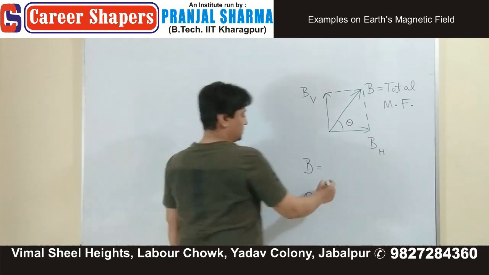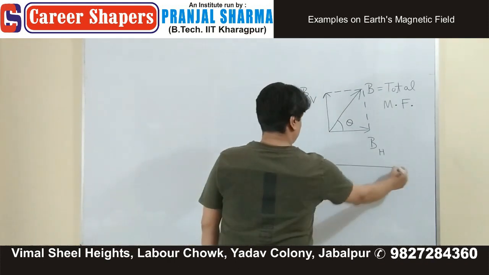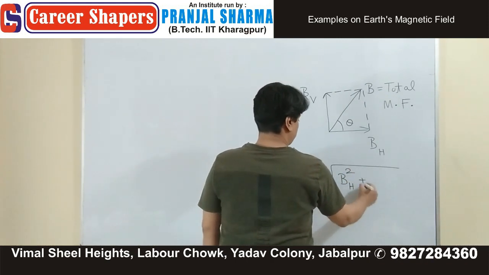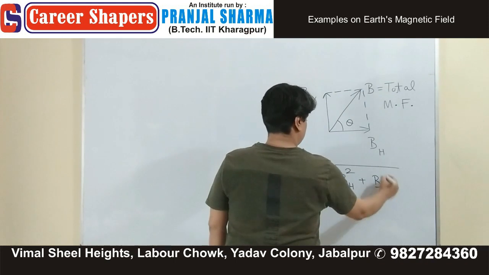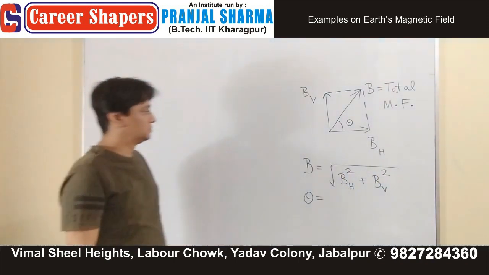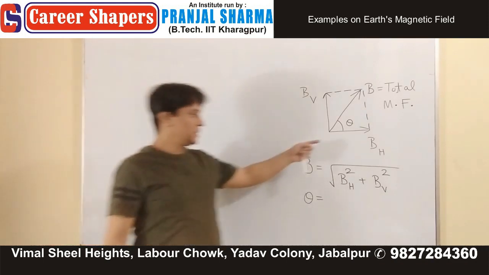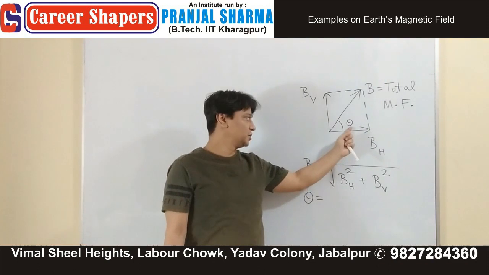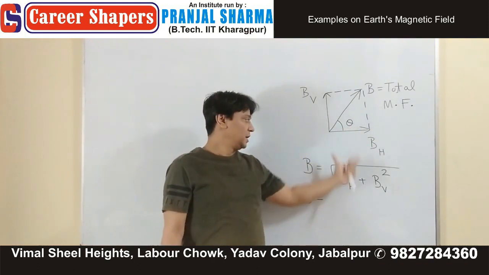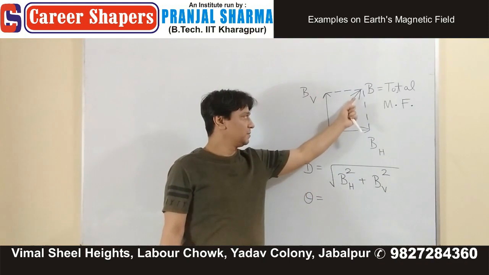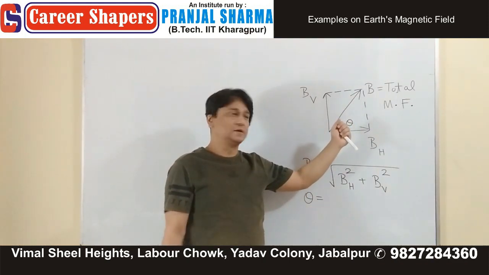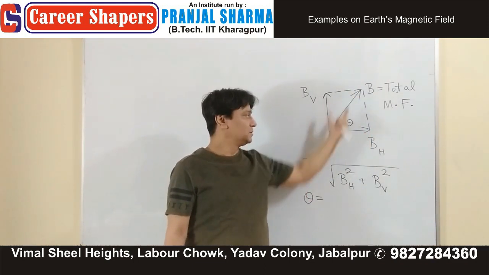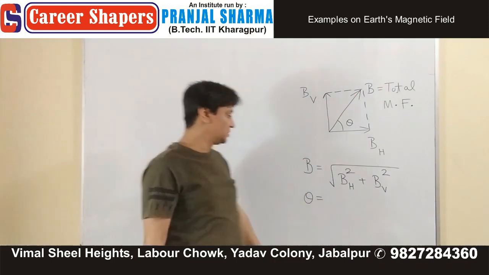So B is coming root over BH square plus BV square. This is the horizontal component, this is the vertical component, this is the angle of inclination or angle of dip. Then this B, how do you draw the vector sum? We complete the rectangle like this and then you join the diagonal. A simple vector thing which gives you B in this form.